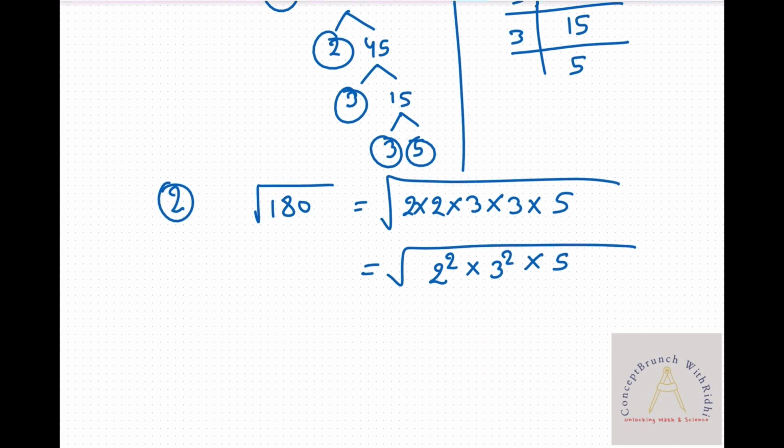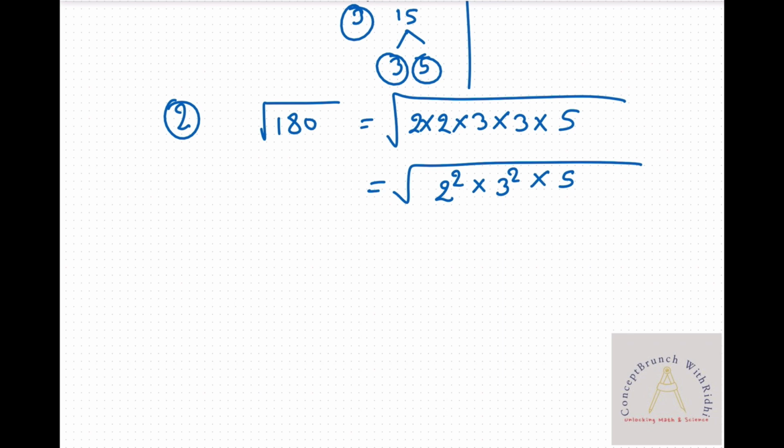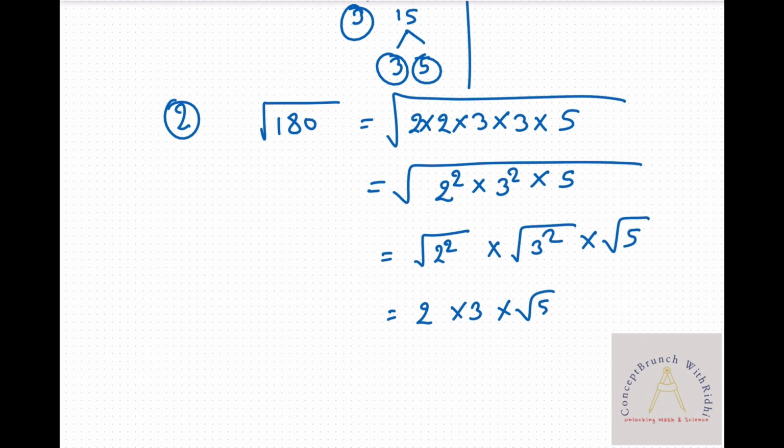If you remember, I told you that you can break it. So let's break it. It will be root of 2 square, then root of 3 square, then root 5. Root of 2 square is 2, root of 3 square is 3, and it is root 5. So finally we can write the answer as 6 root 5.